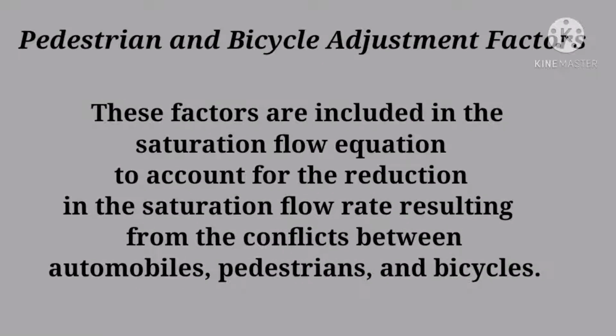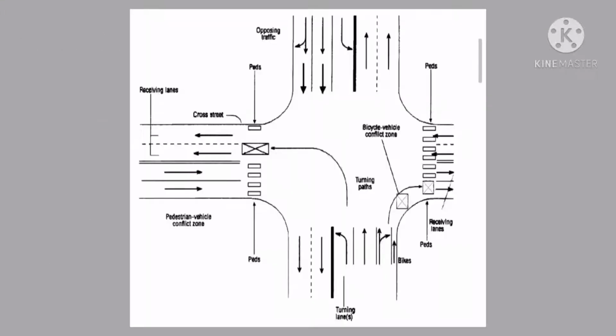Pedestrian and bicycle adjustment factors. These factors are included in the saturation flow equation to account for a reduction in the saturation flow rate resulting from the conflicts between automobiles, pedestrians, and bicycles.